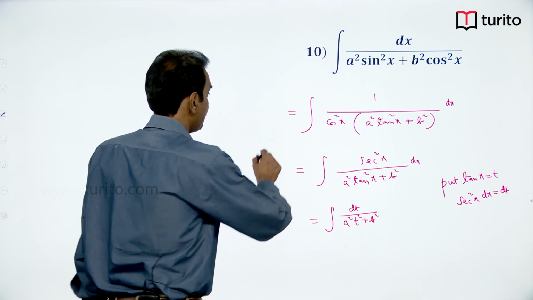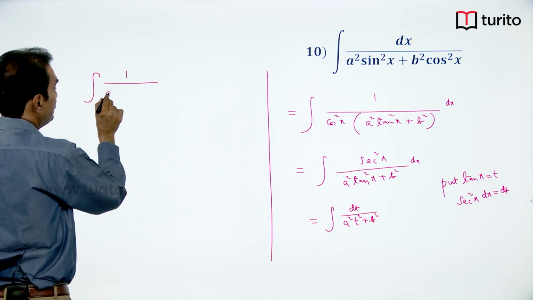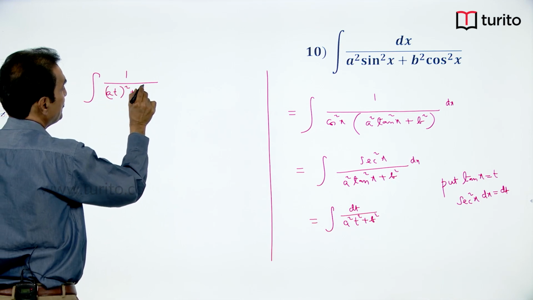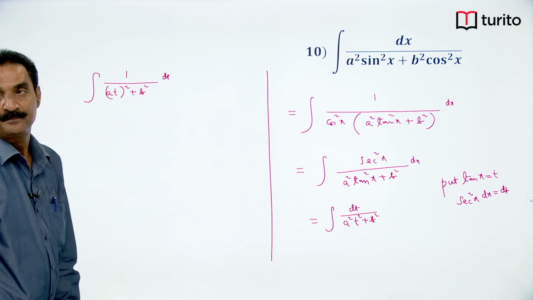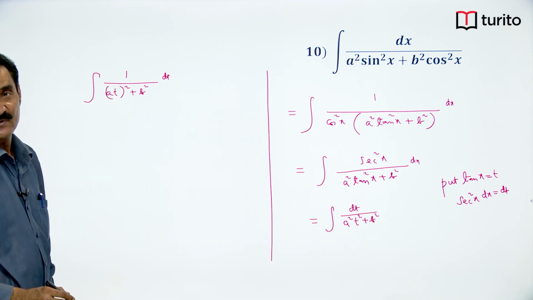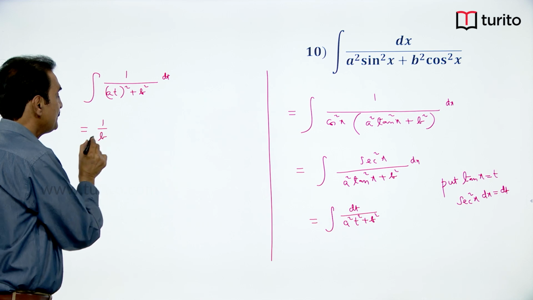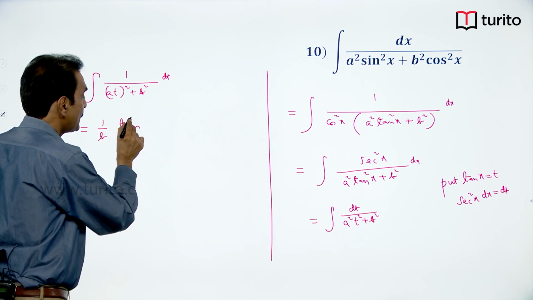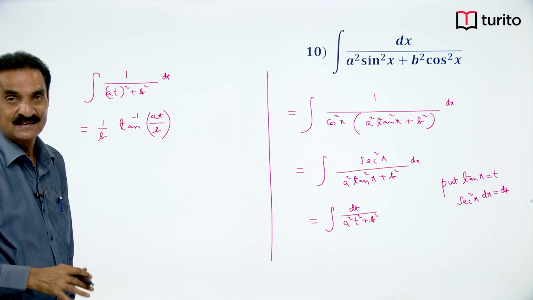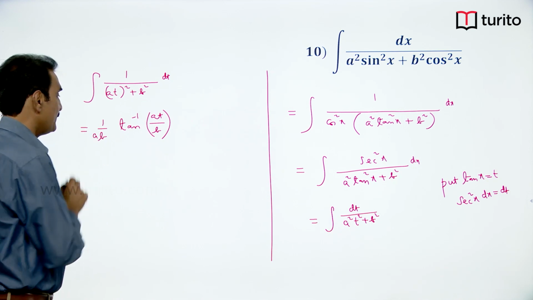Then how to integrate it? We can write it as 1 by at whole square plus b square dt. Then integral 1 by x square plus a square is 1 by a tan inverse x by a. So if you assume that this at is x, it will be 1 by b tan inverse at by b. But when we have assumed at as x, we have to divide by the inner derivative. Derivative of at is a.